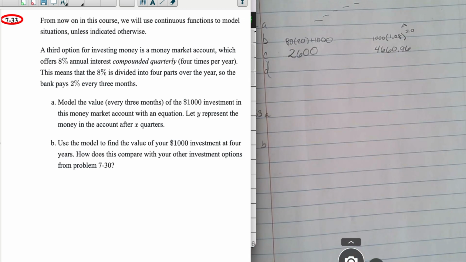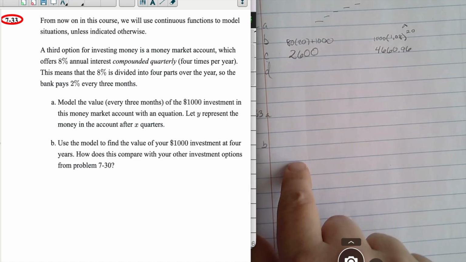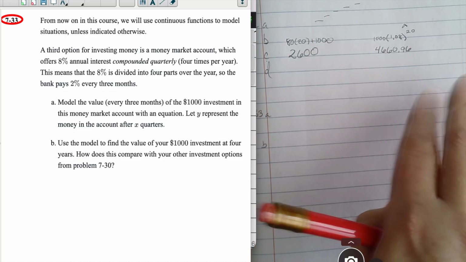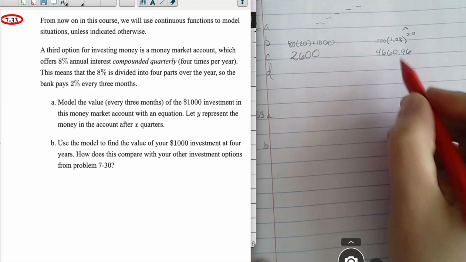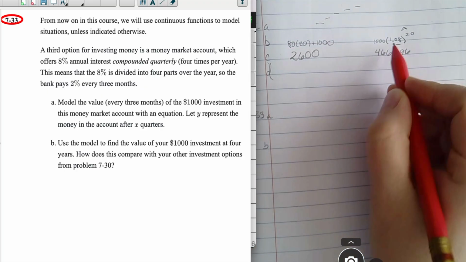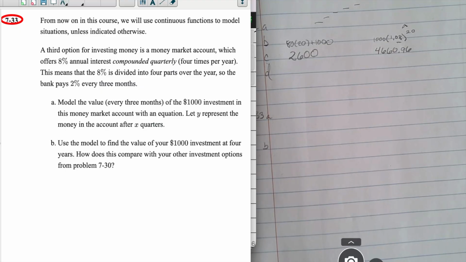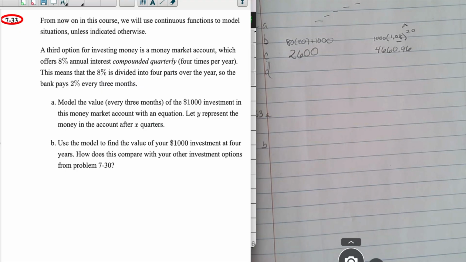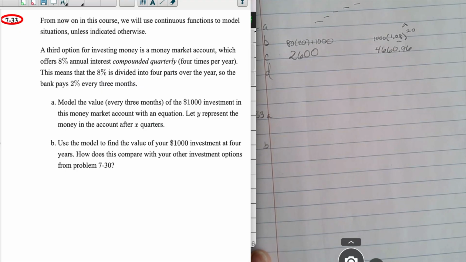Now, we have a third option for investing our account. It says a third option for investing money is a money market account, which offers 8% annual interest compounded quarterly, meaning 4 times a year. That means that our original 8% investment, so like up here it said 1.08, is divided into 4 parts over the year. So the bank pays 2% interest every 3 months.